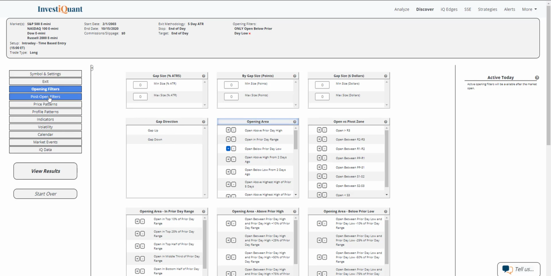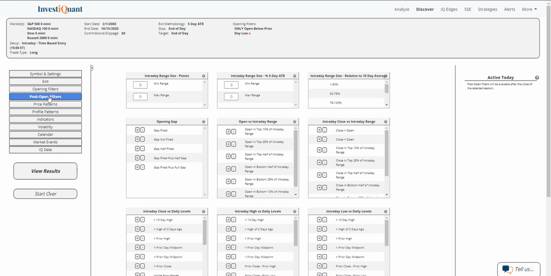Next, I'm going to go into the post-open filters. This is where I can describe the action that has happened since the open. And I'm going to say that at 3 p.m. Eastern Time, we are trading in the top 25% of the range. I don't know that that's going to be true. But currently we are trading up there at the time of this recording. So as long as we're up there at 3 p.m., it would still be true.